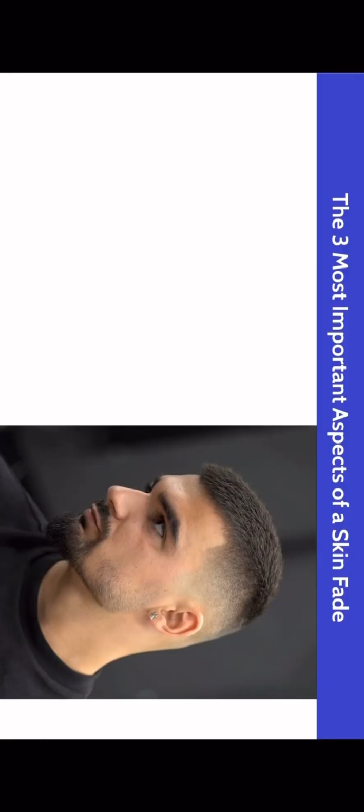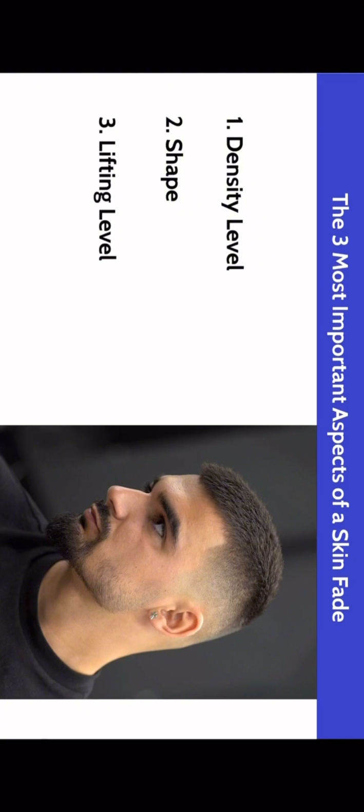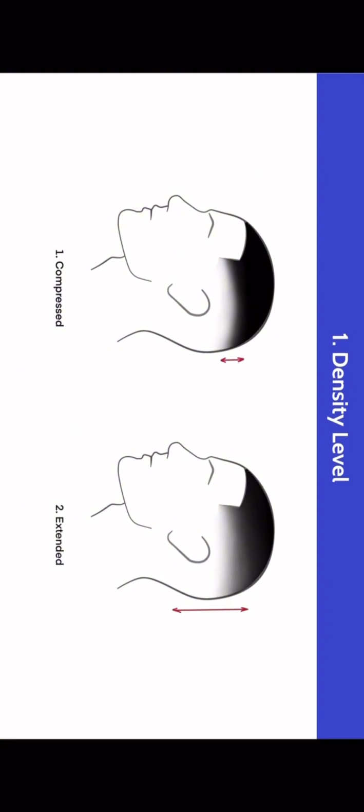Three most important aspects that we need to pay attention to: the density level, the shape, and the lifting level. The density defines the aggressivity level of the fades. We have two levels of density. First, compressed fade, where the distance between the light and dark shade is very compressed. This gives an aggressive aspect to the fade. And second, we have the extended fade, where the distance between the light and dark shade is bigger, a thing that gives a lighter and more natural aspect for the fade.